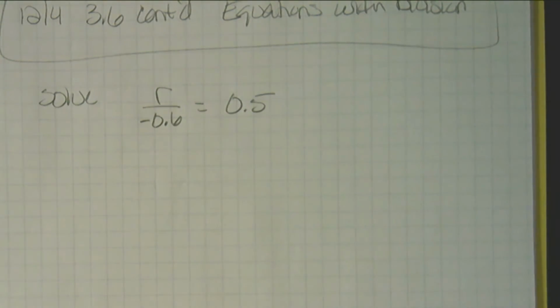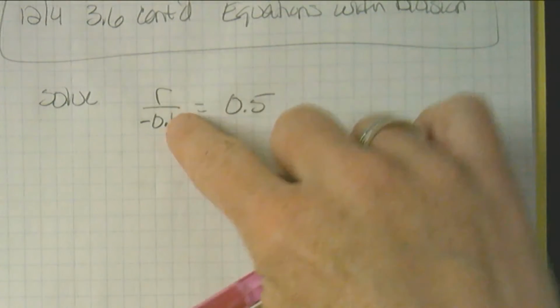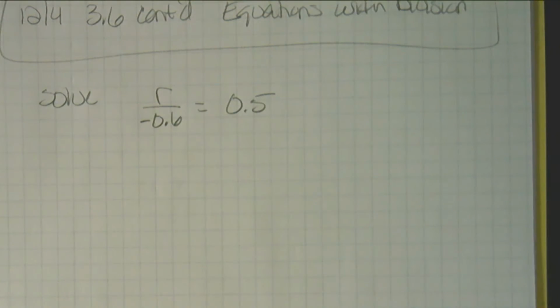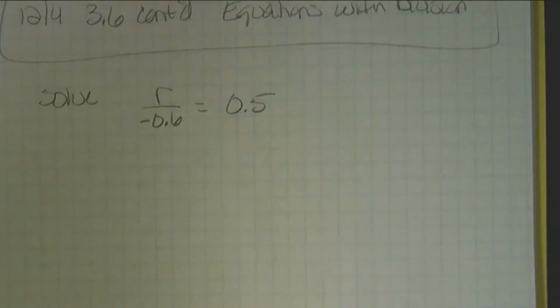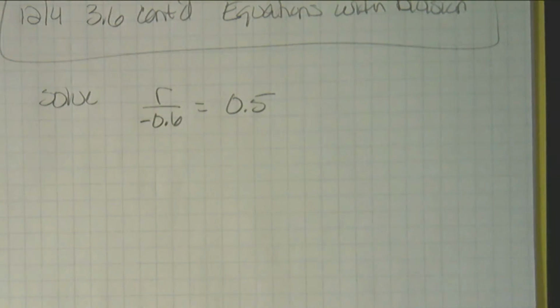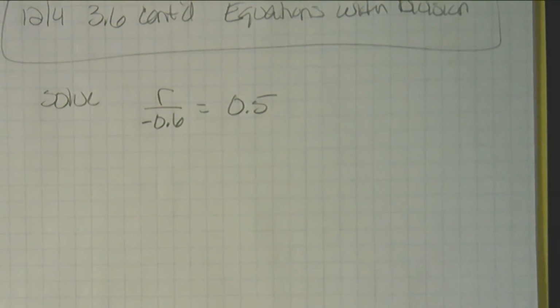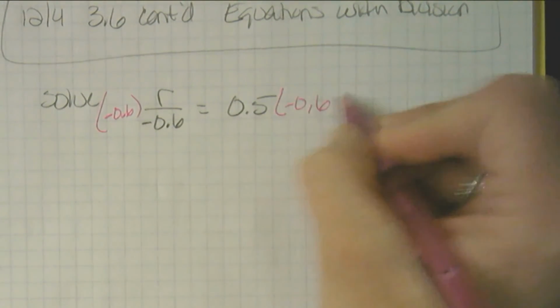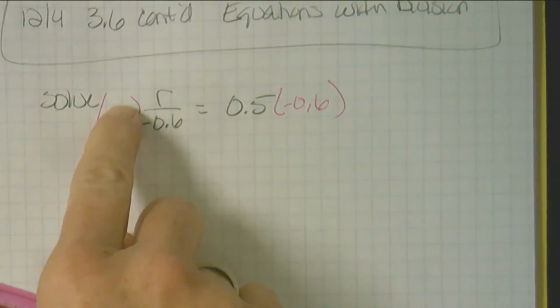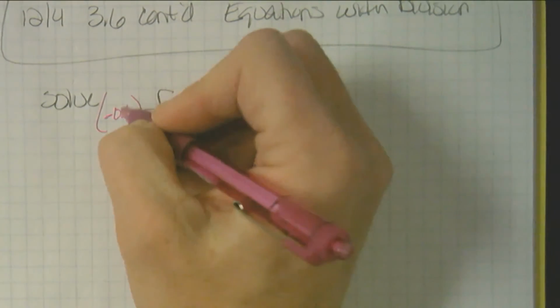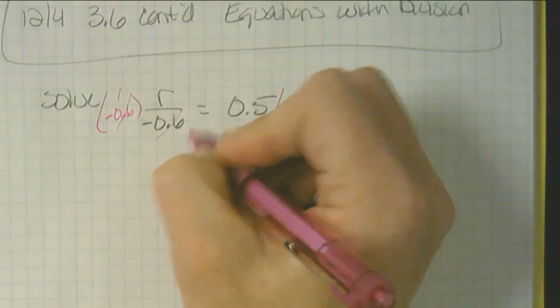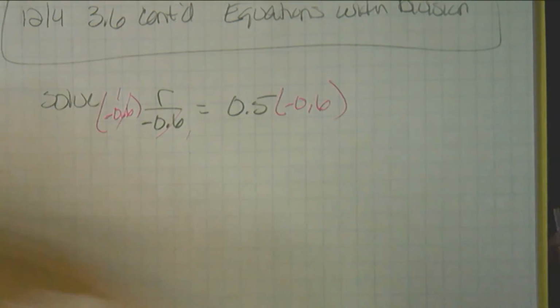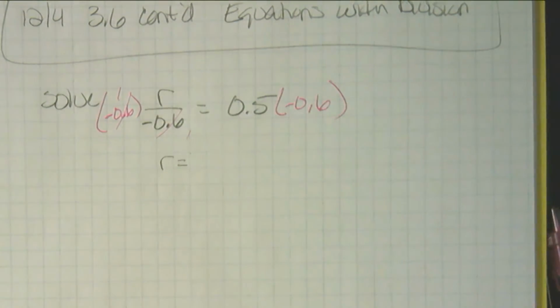How do I undo the division? This says r divided by negative 0.6. How do I undo that division by negative 0.6? Lawrence? By what? That negative 0.6. So I'm going to multiply by exactly that same number that variable is being divided by. When I do that, my negative 0.6's divide out, and I'm simply left with R equals.